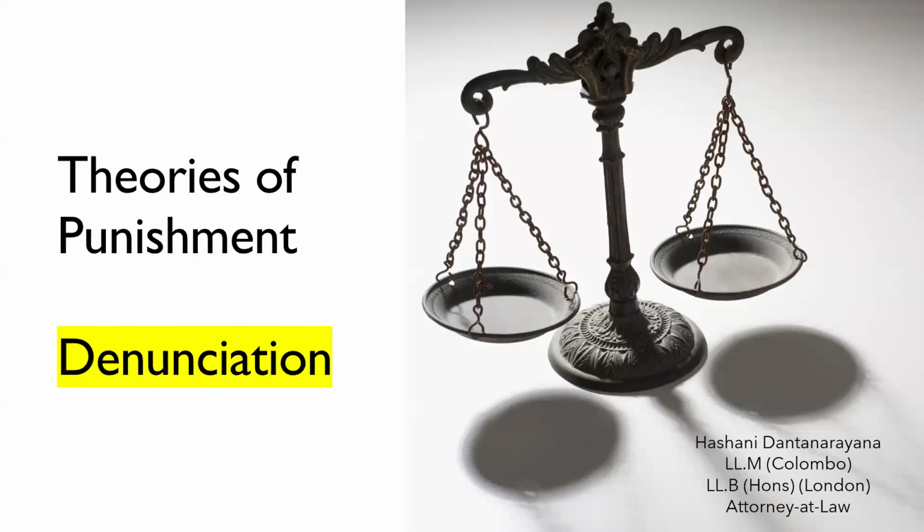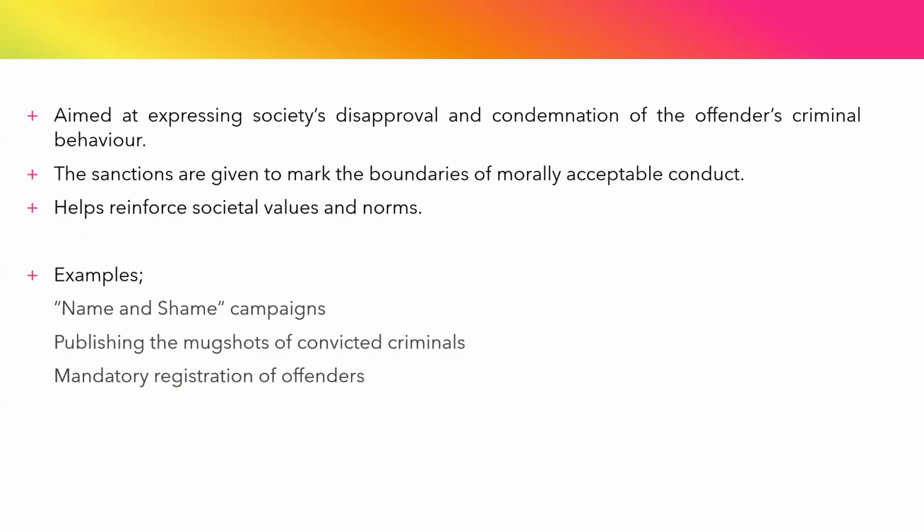In this video, I'll be discussing the next theory of punishment, that is denunciation. Denunciation as a theory of punishment is aimed at expressing the society's disapproval and condemnation of the offender's criminal behavior. Especially for criminal offenses such as murder, rape, and sexual offenses, denunciation is used as a theory of punishment to mark the boundaries of morally acceptable conduct.